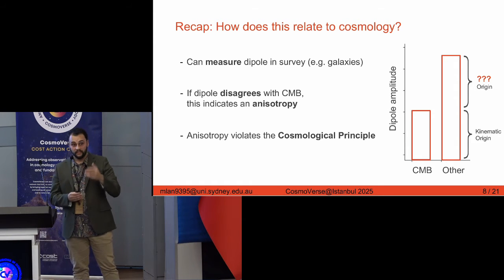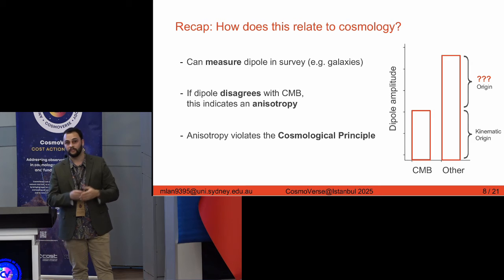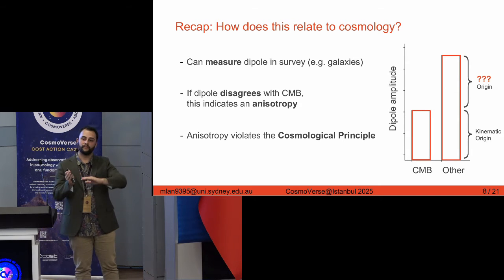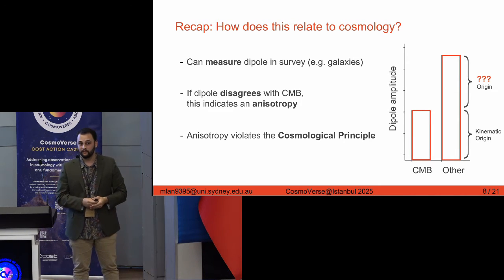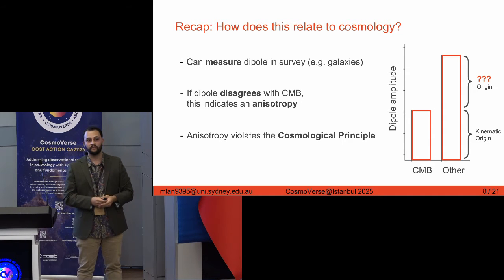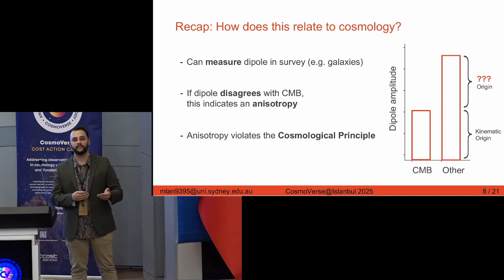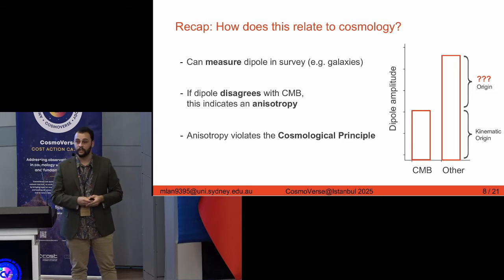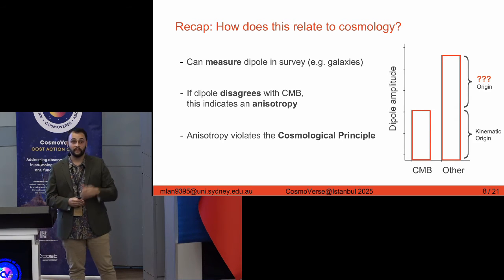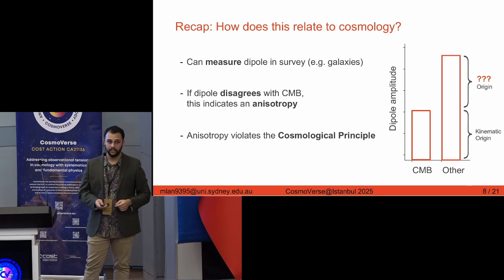Lambda CDM does predict clustering on small scales, but then that would only throw off the dipole by a certain amount. Any excess of a difference from the expectation from the CMB tells you that something else is happening. There's some kind of anisotropy, some weird thing going on in the distribution of your sources, and that would inherently disagree with the cosmological principle. So that's how the dipole links here to cosmology.